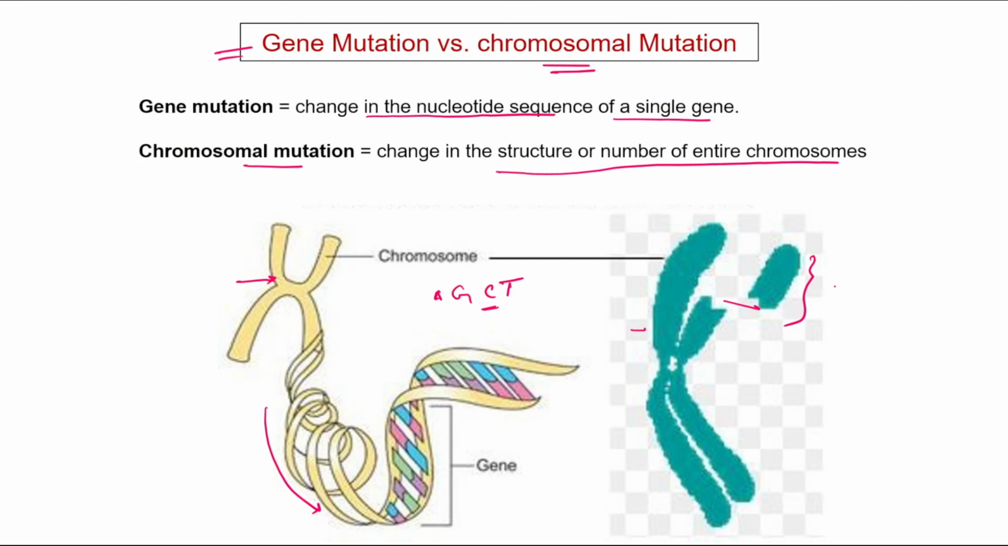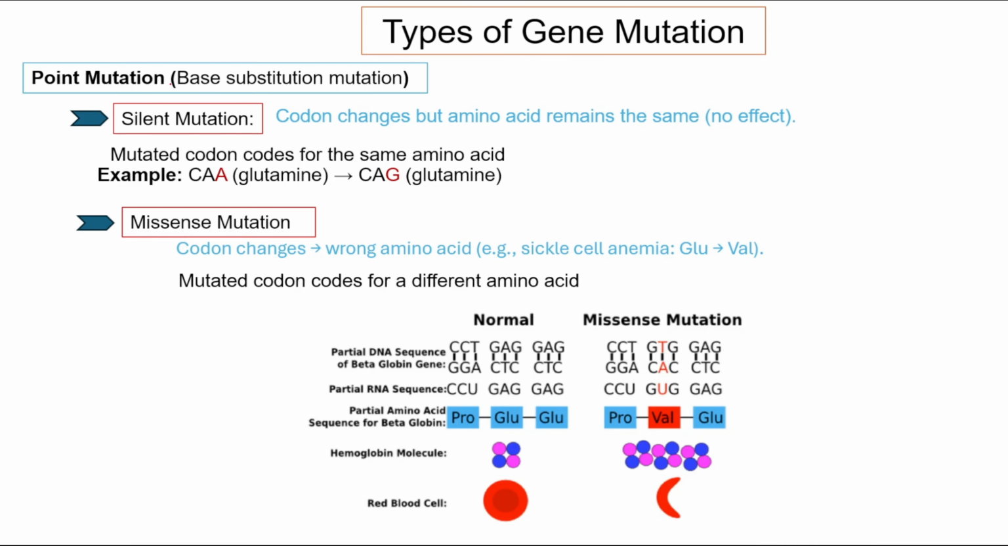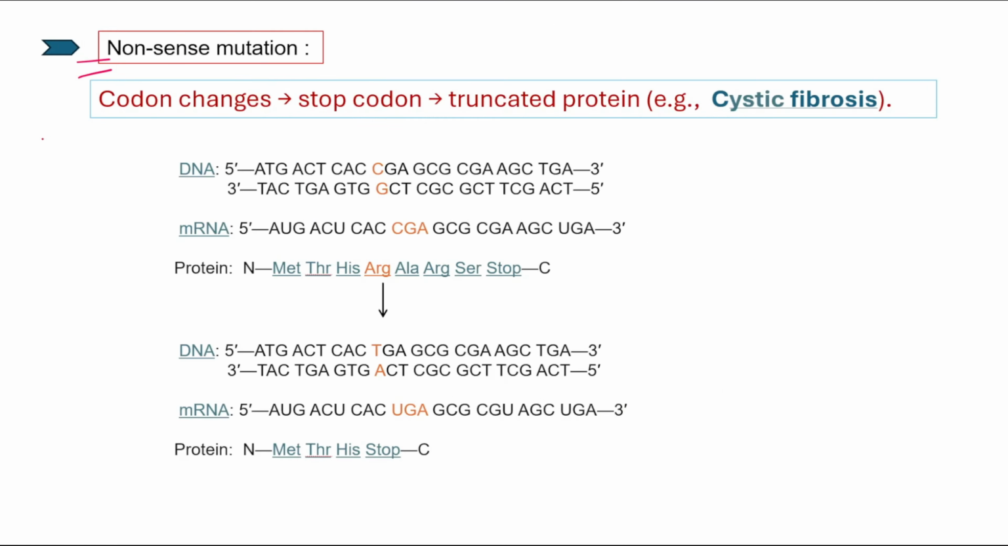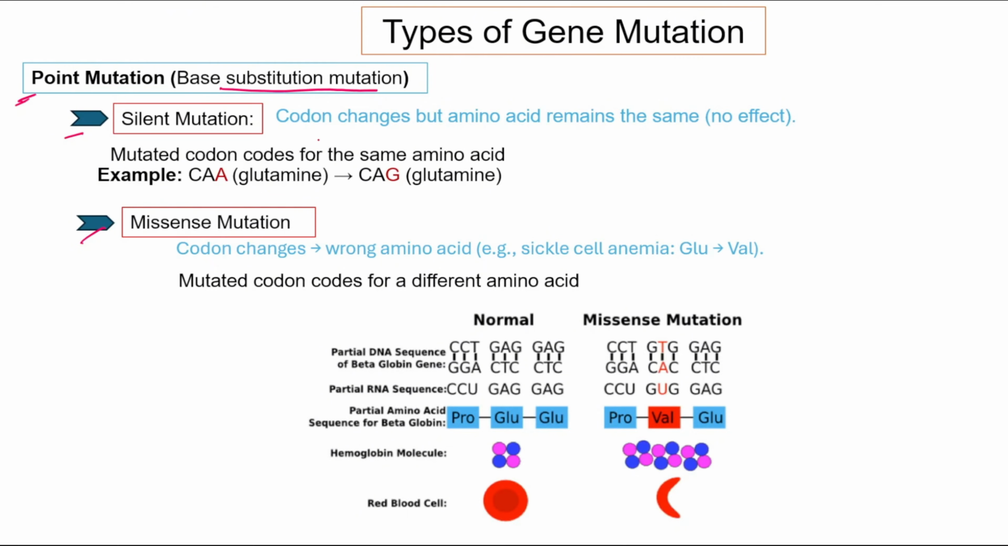So let's understand the various types of gene mutation. First is the point mutation, also called base substitution mutation, where one nucleotide is replaced by another nucleotide. This can result in three outcomes: one is silent mutation, another is missense, and the other is nonsense mutation. First is silent mutation, where the codon is changed but the amino acid remains the same.